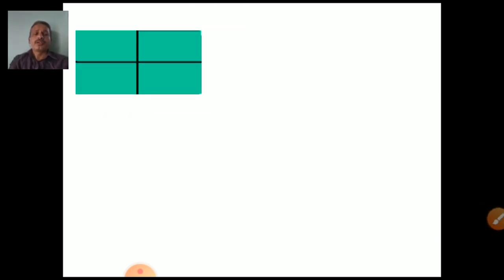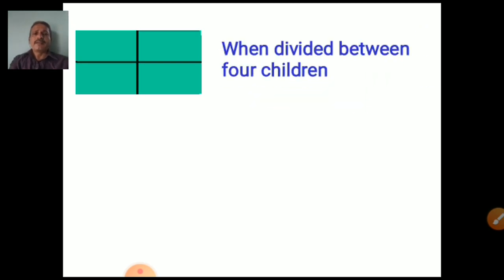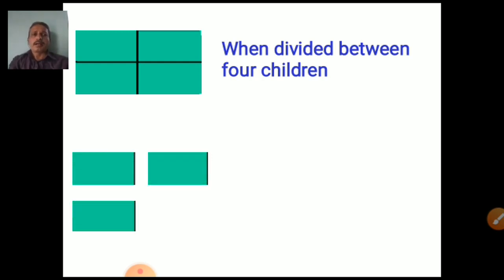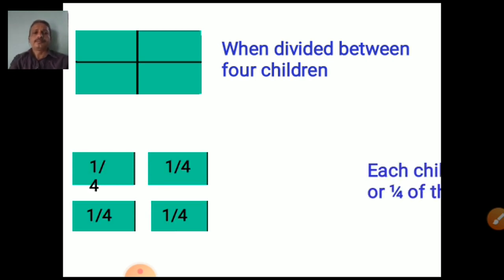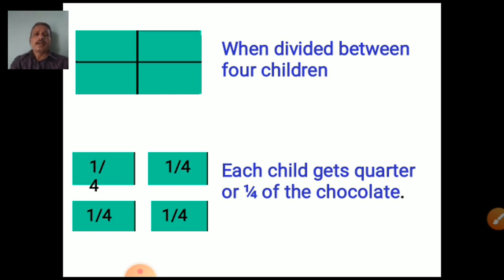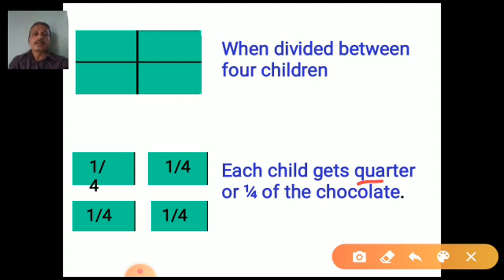Here is one picture cut into 4 equal parts. So each part will represent 1 upon 4 when divided between 4 children. Suppose this is a cake. So each student will get 1 upon 4 part of a cake. Each child gets a quarter, 1 upon 4, of the chocolate or cake. See students, this is a quarter. Quarter means 1 upon 4.